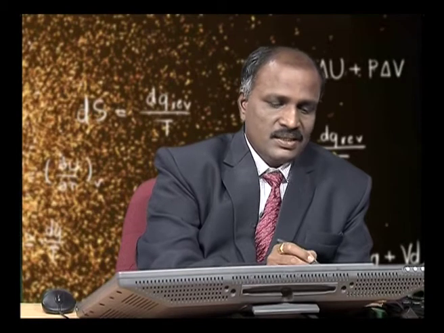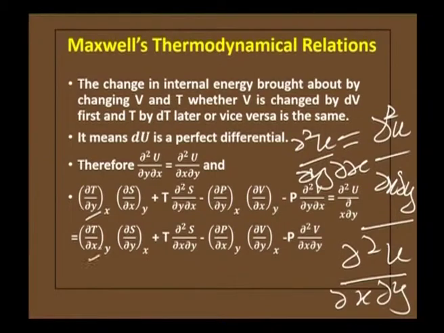Similarly, replacing this y term to x, I can write ∂T/∂x. Here we have ∂S/∂x. Therefore, replacing x by y, we can write ∂S/∂y plus T into ∂²S/∂x∂y minus ∂P/∂x, ∂V/∂x is there. So, it is ∂V/∂y here minus P into ∂²V divided by ∂x∂y.